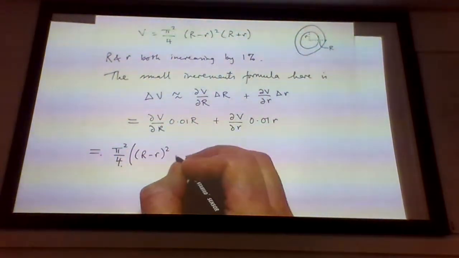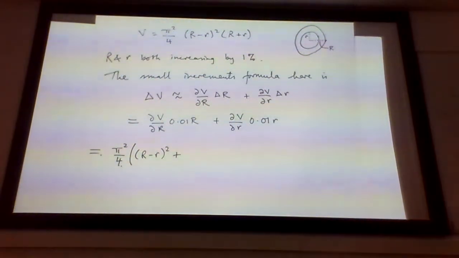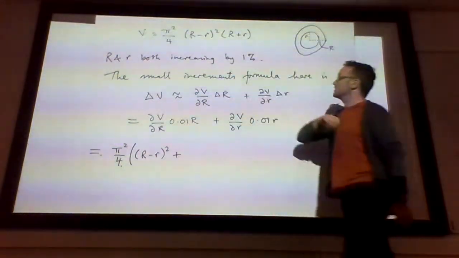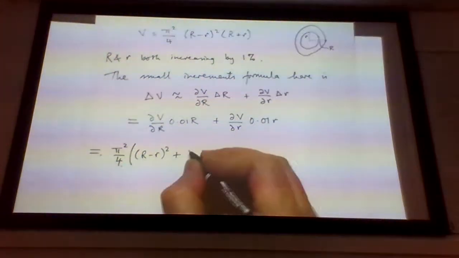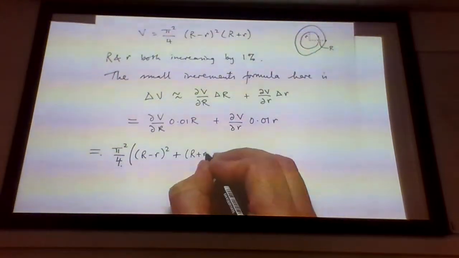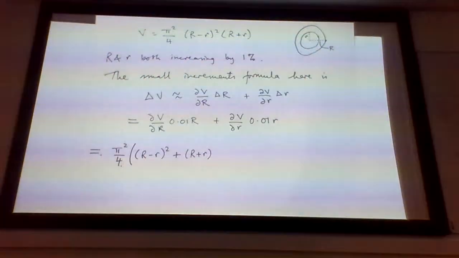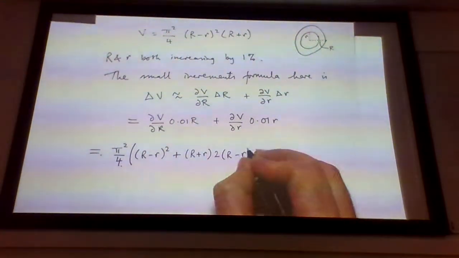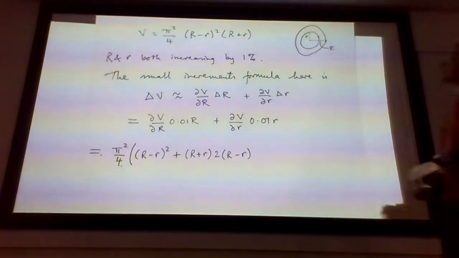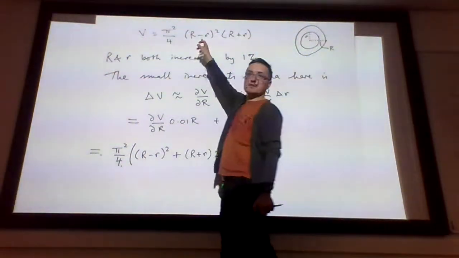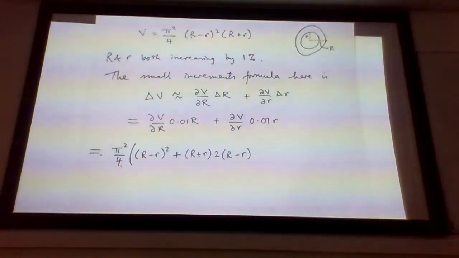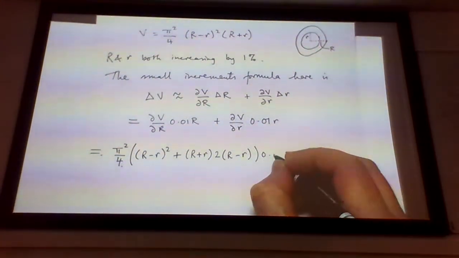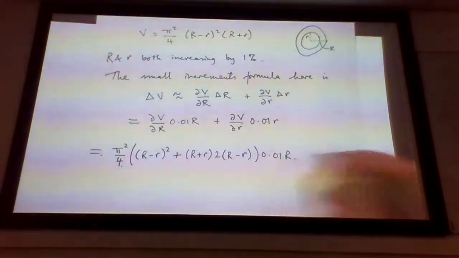Then continuing the product rule, we need a plus. This time we're holding the second bracket the same, still R plus little r, and multiplying it by the derivative of the first one, which is 2 times capital R minus lowercase r. That's the derivative of the first bracket with respect to capital R. So that's all that quantity, and that gets multiplied by 0.01 capital R.